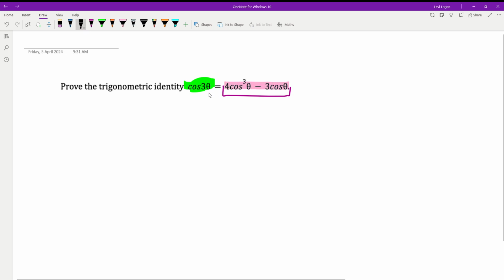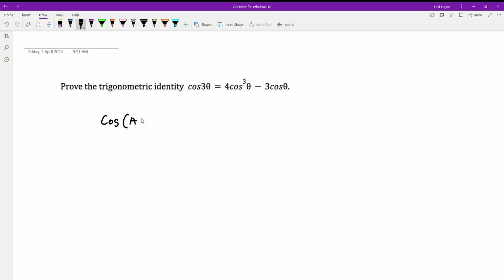Now, we've got cos of 3 theta here. That's a bit of a weird number. Cos of 2 theta is more common, or just cos of theta. But cos of 3 theta means we probably want to use a trig identity to break that up, because it's not really a common thing, okay? An identity that comes to mind straight away is this one. If you have cos of A plus B, that's the same as cos of A multiplied by cos of B minus sine of A times sine of B, okay?